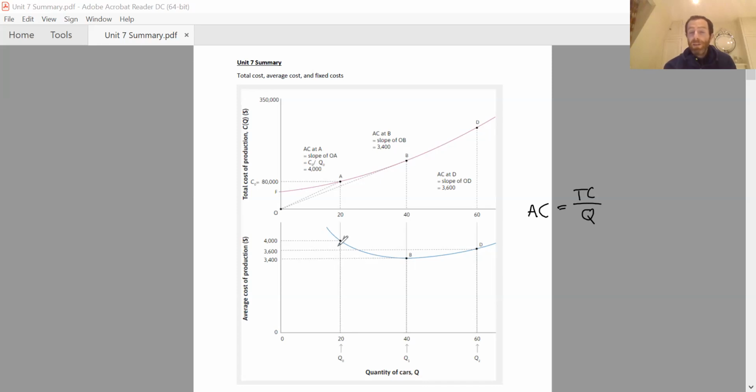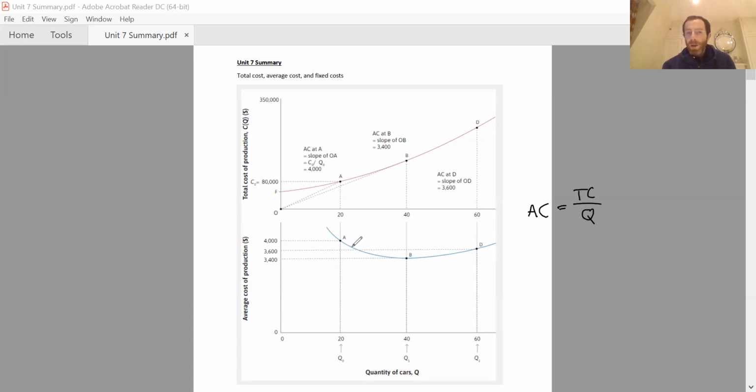Now we can do the same thing at different points along this curve. At point B, where the output is 40, we could look across at the total cost and use that to work out the average cost. In this case, it's 3,400. We can do it at a different point, point D, and we get this average cost curve, which falls initially and then starts to go back up. We're going to talk about why that might be in a minute. But this is a typical shape of an average cost curve.